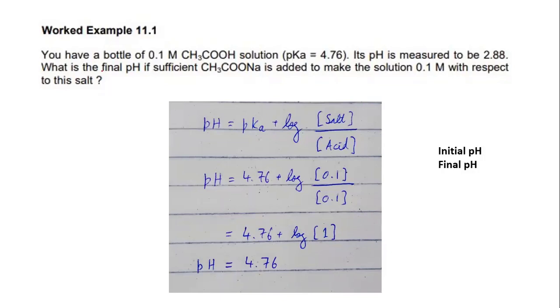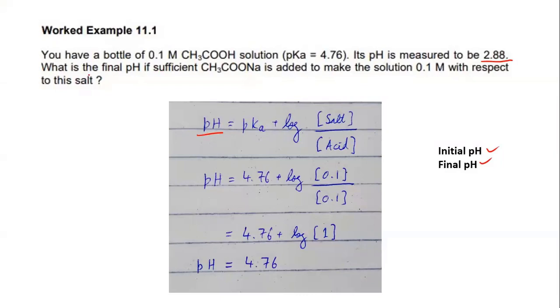in the question. You have a bottle of 0.1 molar. The concentration is already in molar. Acetic acid solution, pKa is given. Its pH is measured to be 2.88. This is initial pH. You will find two pH. First initial pH and then the final pH is what we are doing here.